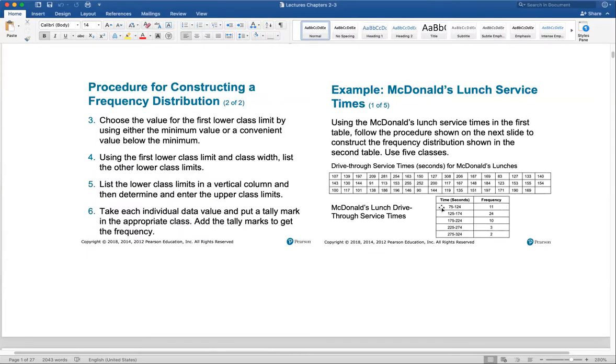Yeah, so look at this table right here. In the example, McDonald's lunch service times. See in the table, time, second, the frequency. The first column is showing the frequency classes, right? So 75 to 124, 125 to 174. So you see the range of the data. In this example, 75 is called the lower class limit, 124 is the upper class limit.